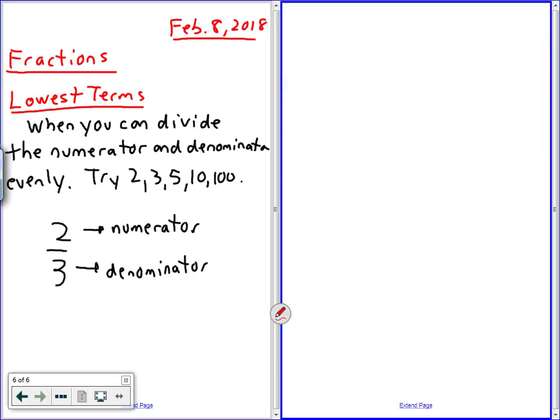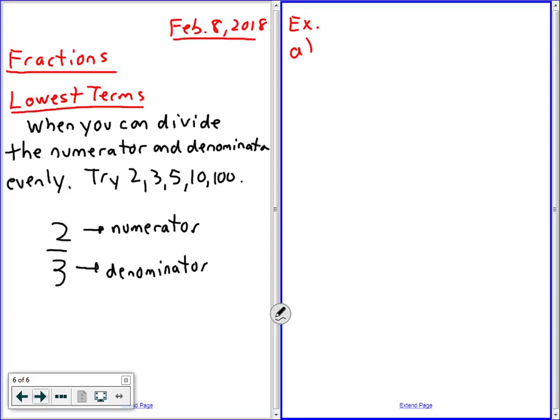Let's do a few examples of bringing fractions to lowest terms. Actually, maybe before I do this, what's the whole point of bringing things to lowest terms? Why do we like to do it? Why are math teachers all crazy about it? Anyone know? It just makes the equation smaller. It makes things smaller and easier to deal with.